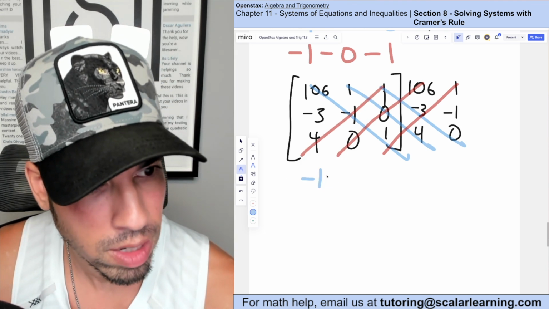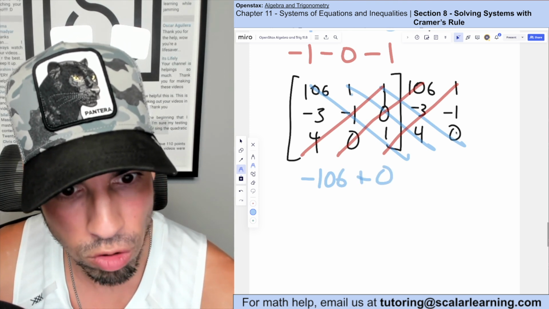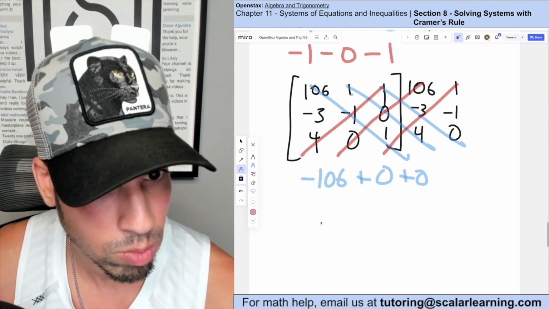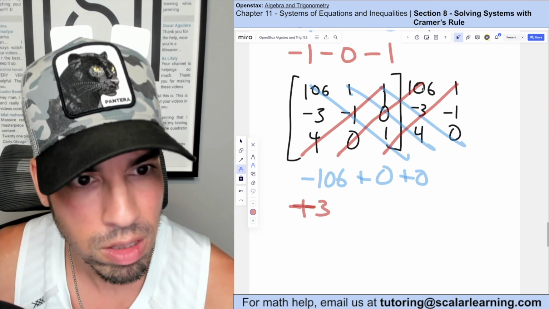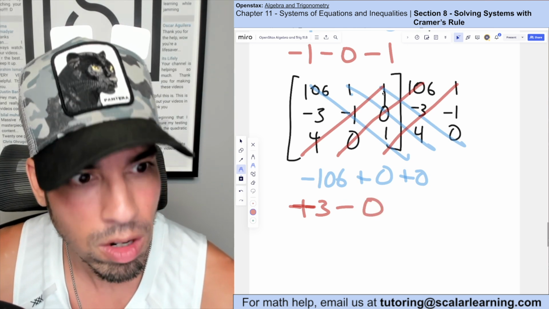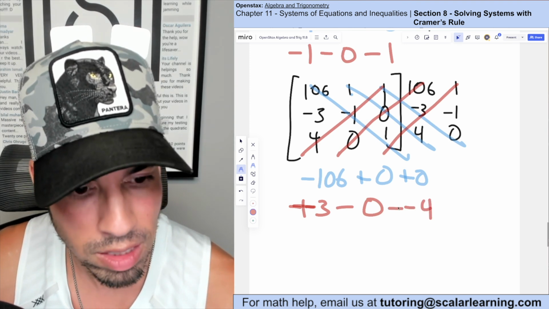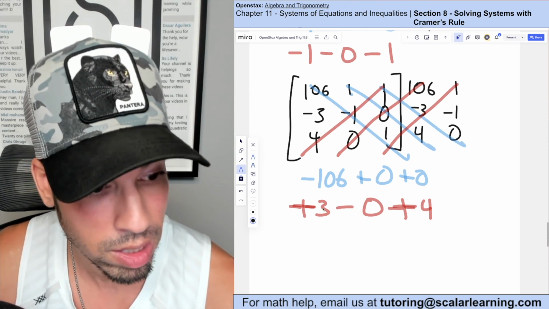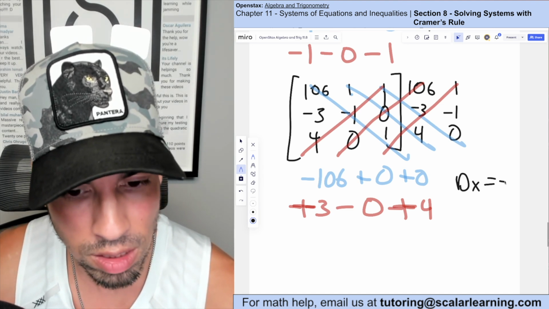So first we have negative 106 plus, that's going to be 0 because of the 0 in the mix, plus another 0 because 0 times anything is again 0. All right, now let's do the reds. 1 times negative 3 times 1 is negative 3, but we're minusing that, so the double negative turns into a plus. 106 times 0 is 0. Oops, I'll write a minus 0. And then 1 times negative 1 times 4 is negative 4, but again, we're minusing that, okay? So that double negative turns into a plus. Now let's combine everything. Negative 106 plus 3 is negative 103, plus 4 is negative 99. So dx is negative 99.